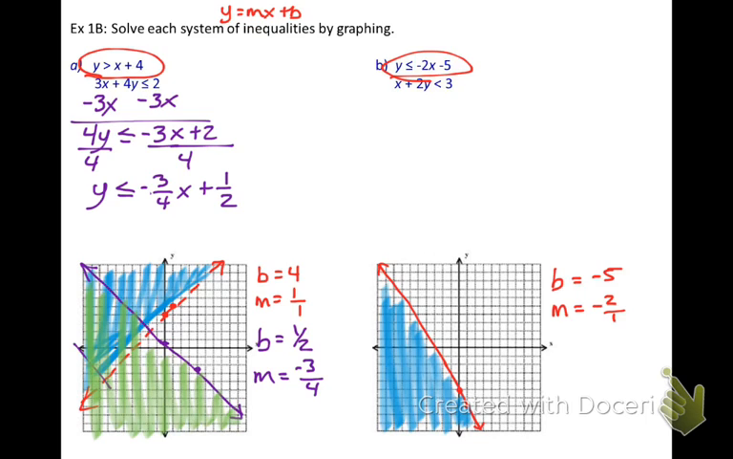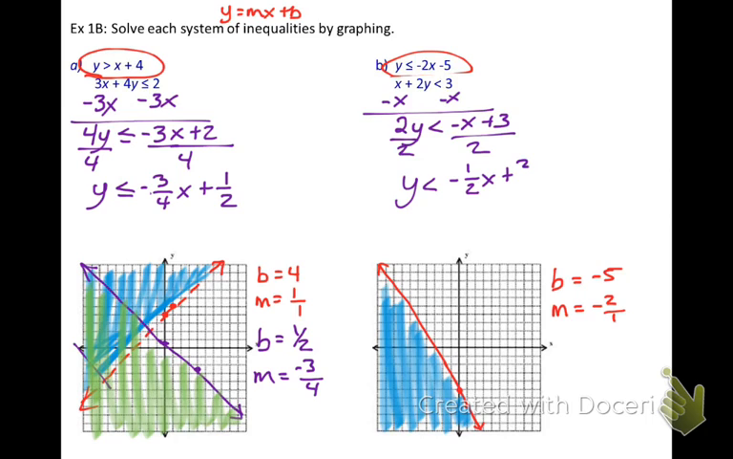Now the problem is it's not in y equals form, so I'm going to get y by itself. I'm going to subtract x, so 2y is less than -x plus 3. Then I'm going to divide by 2. So y is less than -1/2 x plus 3/2, which is 1 1/2.